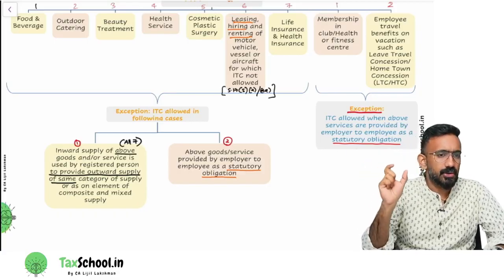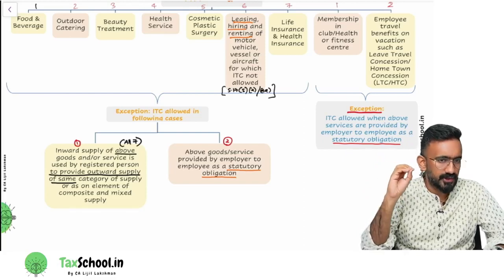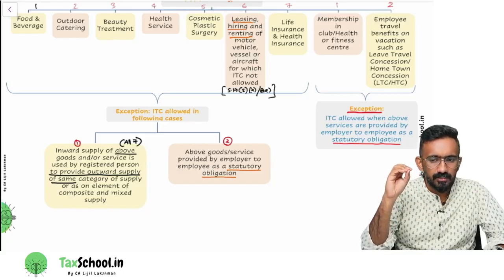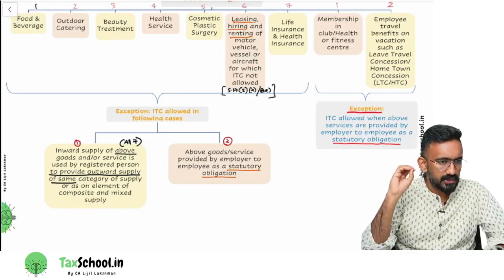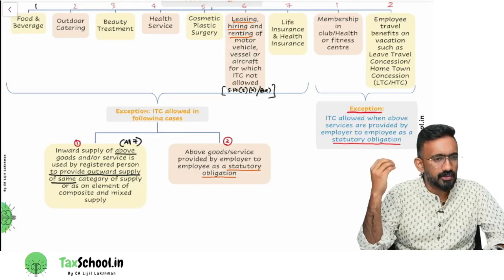Food and beverage is a blocked credit. If I incur expenses for food and beverage, say a company has spent money on food for the employees, can the company take the input tax credit? No. They said then everybody would misuse it.